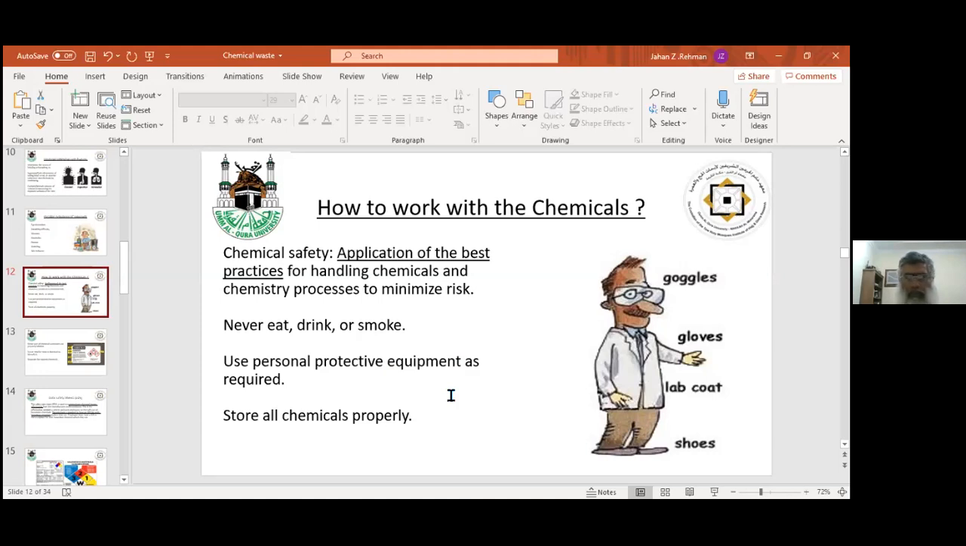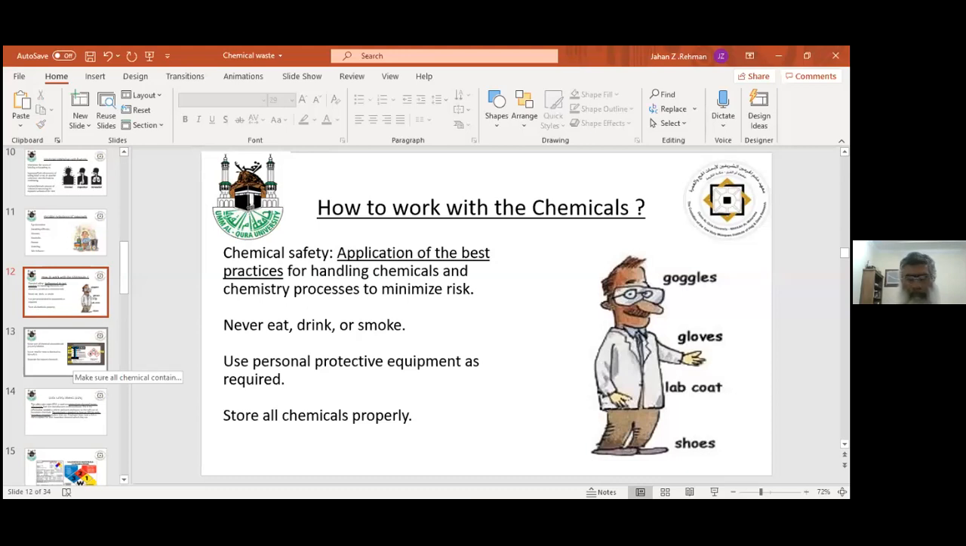Store chemicals properly. You have to store the chemicals properly at a particular area in the lab. In your lab, you have to specify the area for the flammables, for oxidizers. Never put oxidizing agents, oxidizers with the flammable. Never put acids with the flammables. So every chemical has its own proper particular area in the lab, and you have to designate it.